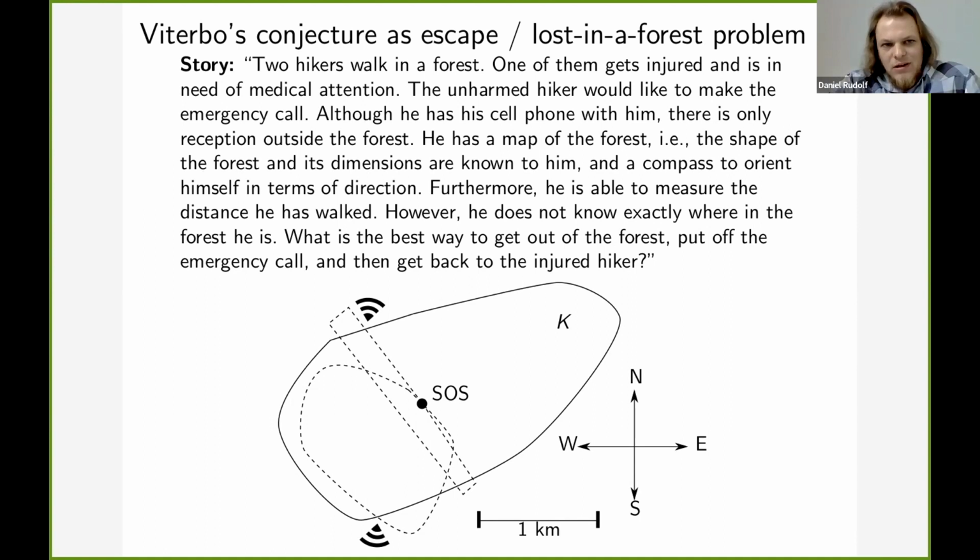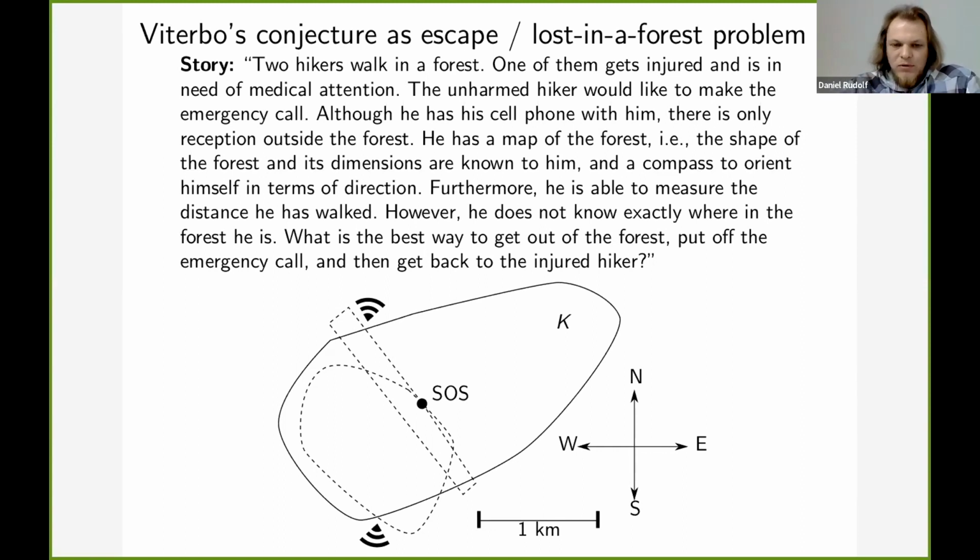I will just read it out. So imagine we have 2 hikers walking in a forest, and one of them gets injured and is in need of medical attention. The unharmed hiker would like to make the emergency call. Although he has his cell phone with him, there's only reception outside the forest. He has a map of the forest, i.e. the shape of the forest and its dimension are known to him, and a compass to orient himself in terms of direction. Furthermore, he is able to measure the distance he has walked. However, he does not know exactly where in the forest he is. And then the question is, what is the best way to get out of the forest, make the emergency call, and then get back to the injured hiker?